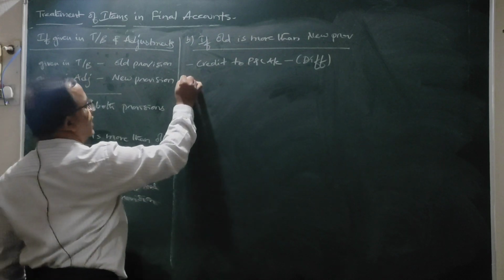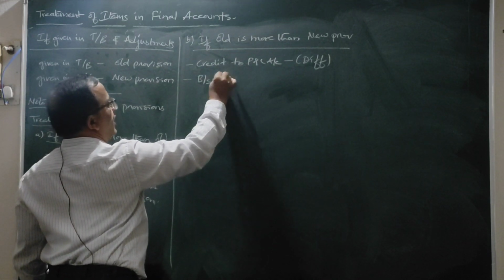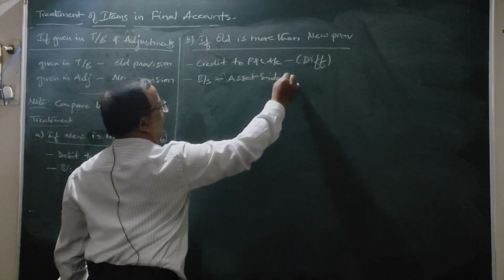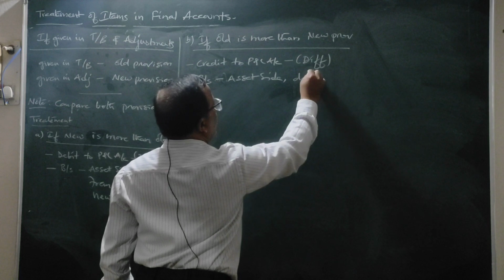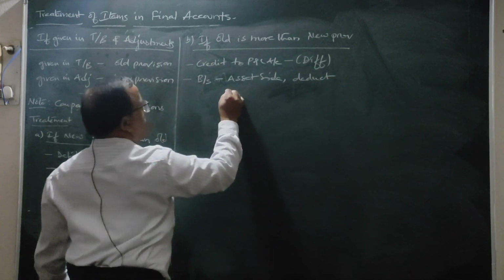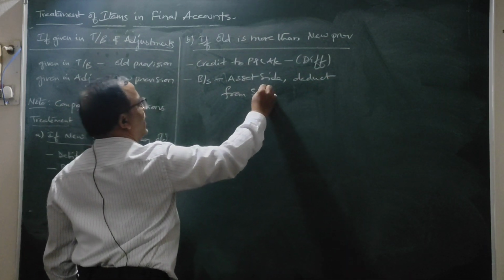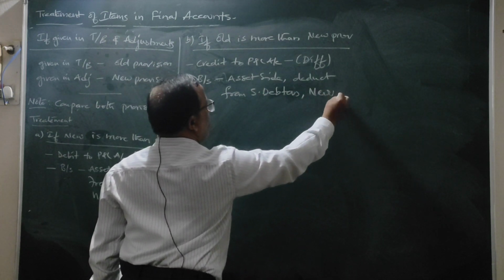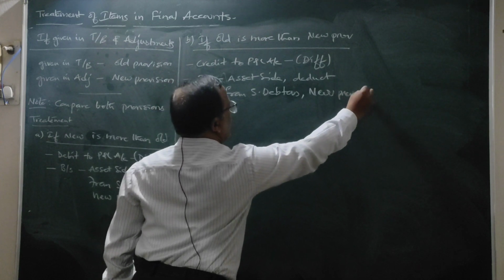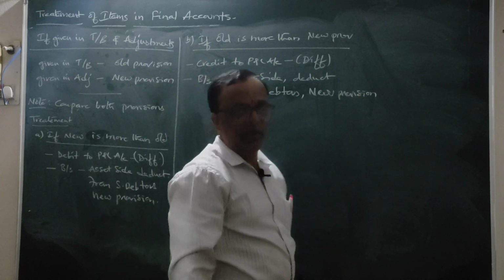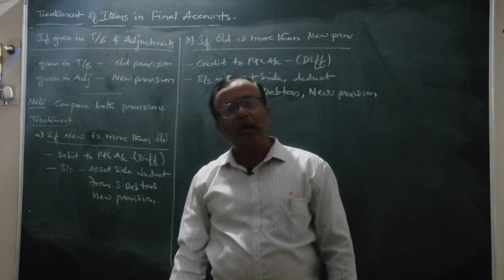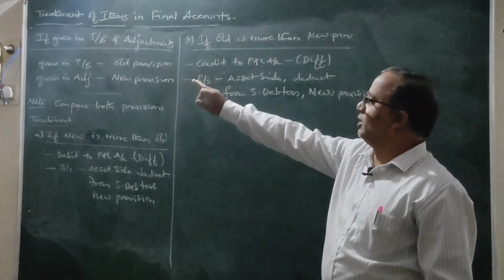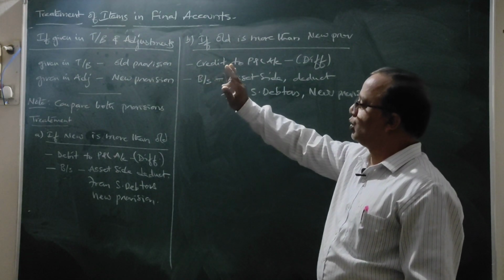Second one here is balance sheet asset side. What are you going to do? Deduct from sundry debtors. What are you going to deduct? New provision. Always remember, only the new provision we are going to deduct from sundry debtors, the one which is given in adjustments only. Now I hope it is very much clear to you people here. Provision for doubtful debts treatment, what we should do.